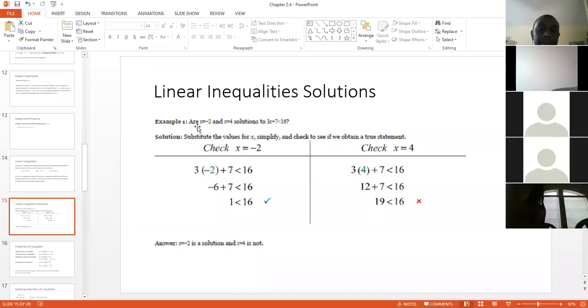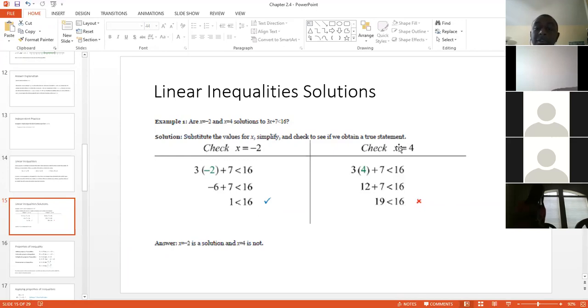They're asking if x equals -2 is a solution to 3x plus 7 is less than 16. What can we do? We just substitute x for -2. So 3 times -2 is -6. -6 plus 7 is 1, going to the right 7. So 1 is less than 16. Is that true? Yes, it is. So -2 is a solution for 3x plus 7 is less than 16.